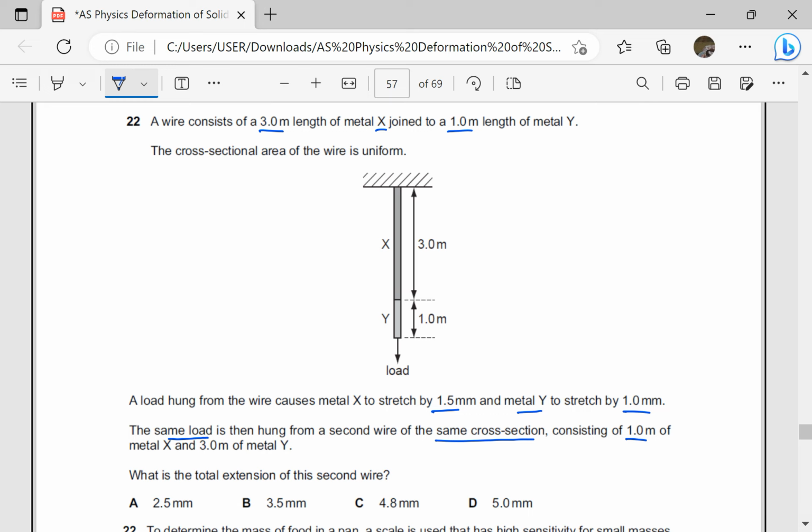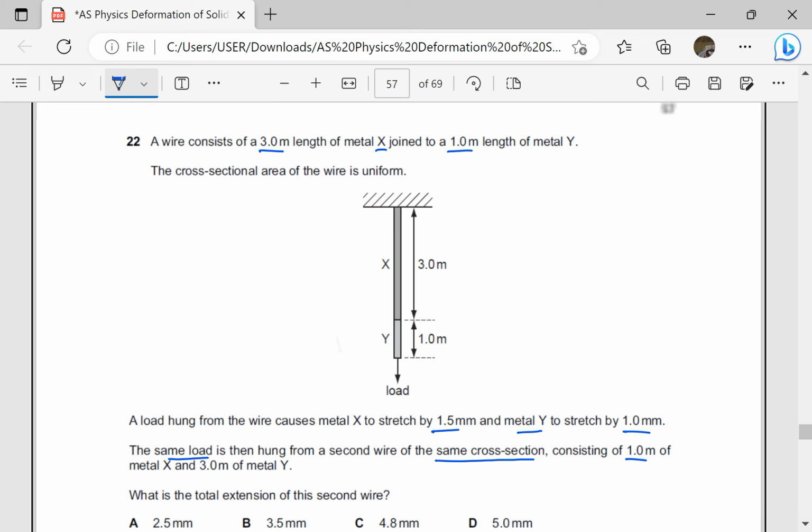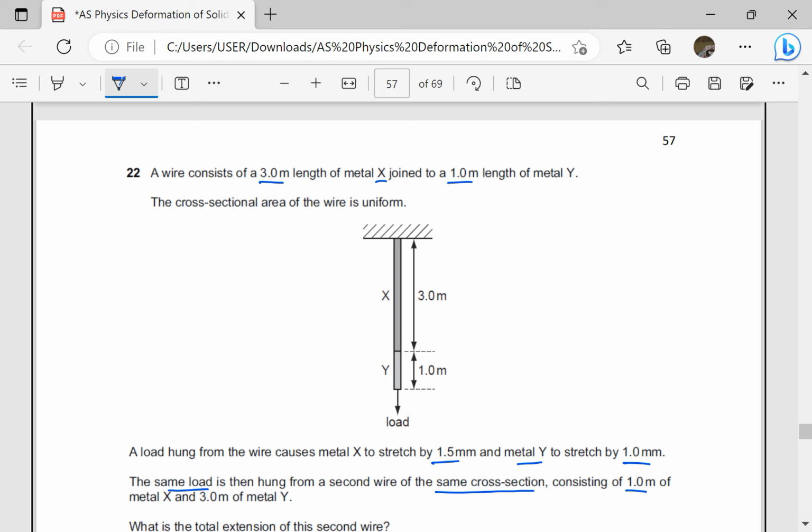So first of all, note that if I have wire X, even if it is a length of 3 meters or 1 meter, the Young modulus is the same. And for the same wire, if we are applying the same load and it has the same cross-sectional area, it also means the stress is going to be the same, since stress is force over area, and the cross-sectional area has remained the same and the same load has been added. So stress is going to be the same since F over A is the same.